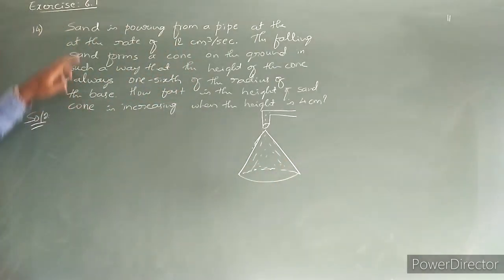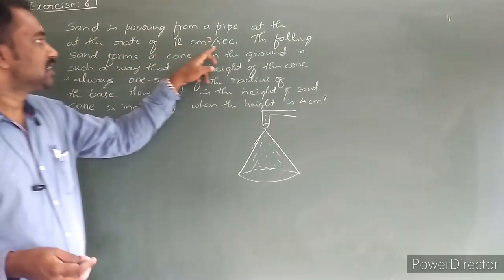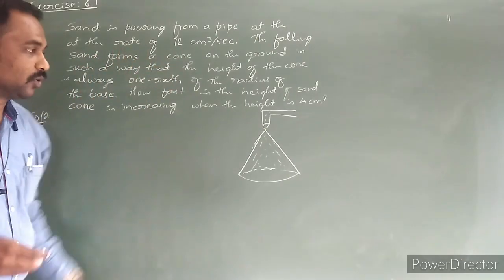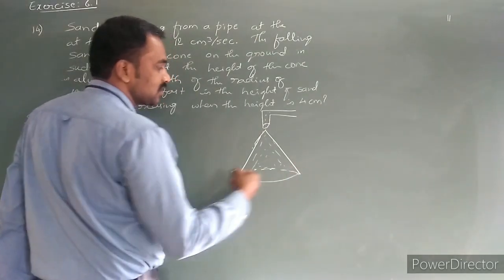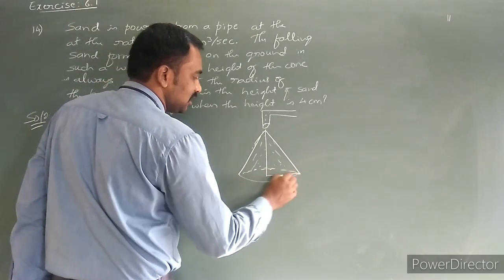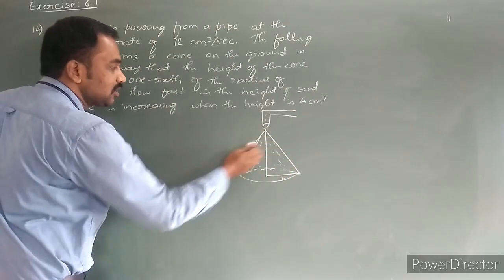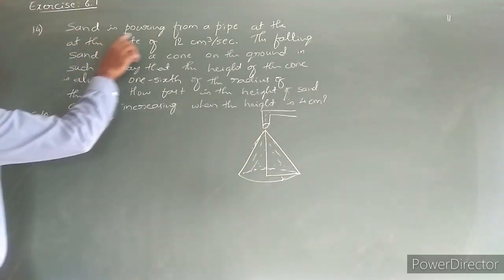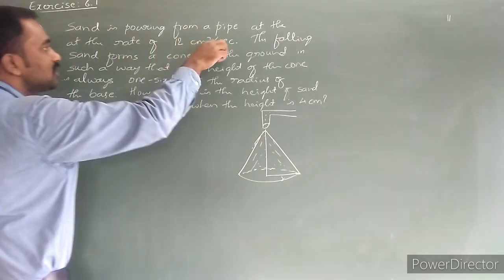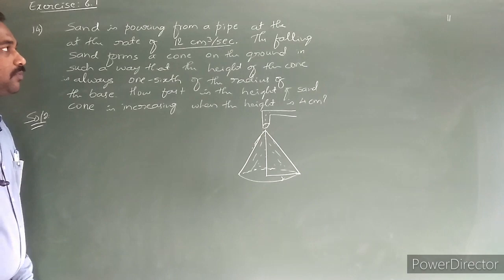They only gave that sand is pouring from a pipe at the rate of 12 cm cube per second. The falling sand forms a cone. This is the height and this is the radius of the base of the cone. Before that, sand is pouring from a pipe at the rate of 12 cm cube per second. What is this value? 12 cm cube per second.